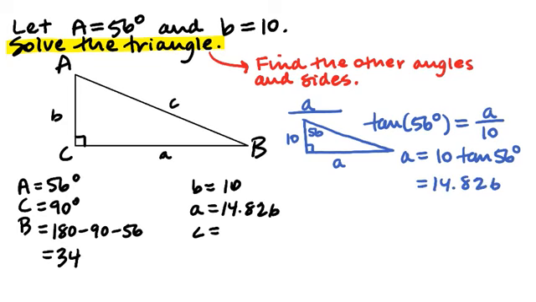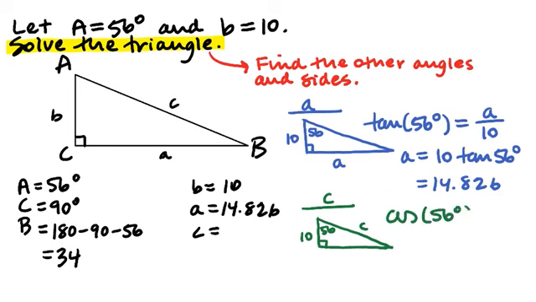Now, for side C, I feel like we have a couple of options here. I think the first and most obvious thing to do would be to just take that same strategy we've been taking, and set up the triangle. This is 10, this is C, that's 56. I've got an adjacent and a hypotenuse, which is set up perfect for cosine. So that's 10 divided by C, adjacent over hypotenuse. You do the algebra steps and you're going to end up with C is equal to 10 divided by the cosine of 56.